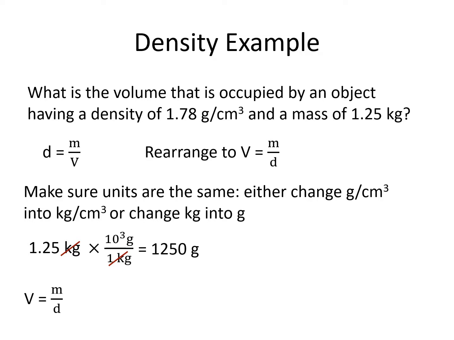Once I have the correct units for everything, I can plug my numbers into my equation. 1,250 grams gets plugged in for mass, and 1.78 grams per cubic centimeter gets plugged in for density. Notice grams cancels out with grams, leaving me with cubic centimeters in the denominator of my denominator, which can be thought of as the cubic centimeters being in the numerator for our answer. Again, please go over your algebra if you are confused as to why we can move our units around like that. Once we do the calculation, we come out with 702 cubic centimeters for our volume.